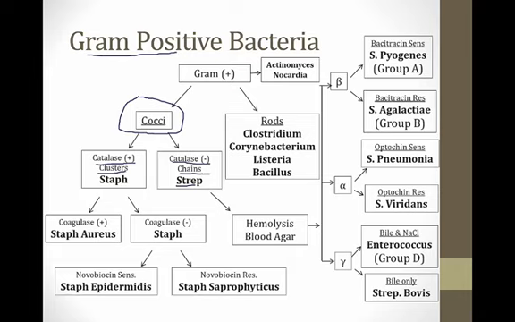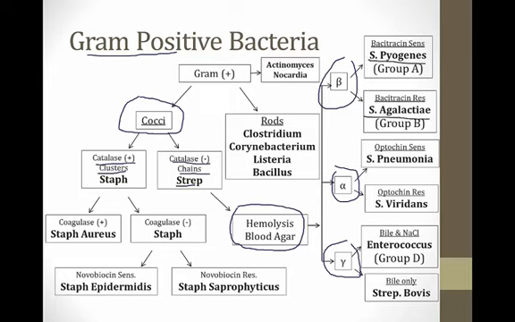Once you know you're dealing with a strep, the next test is often to see what hemolysis pattern you're dealing with on blood agar. We can differentiate strep based on whether they are beta hemolytic, alpha hemolytic, or gamma hemolytic. And so in this module, we're going to talk about all the different strep, and that includes the Strep pyogenes, Strep agalactiae, Strep pneumoniae, Strep viridans, Enterococcus, and Strep bovis.